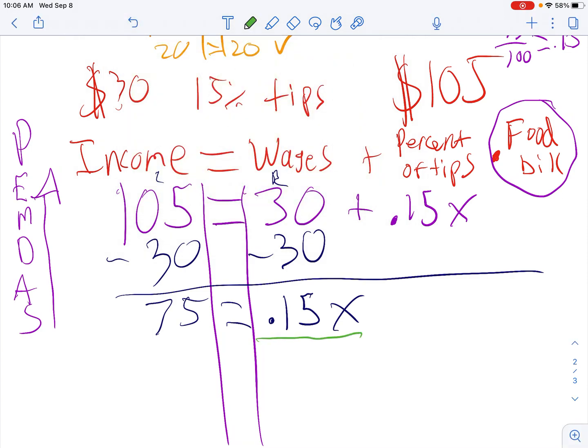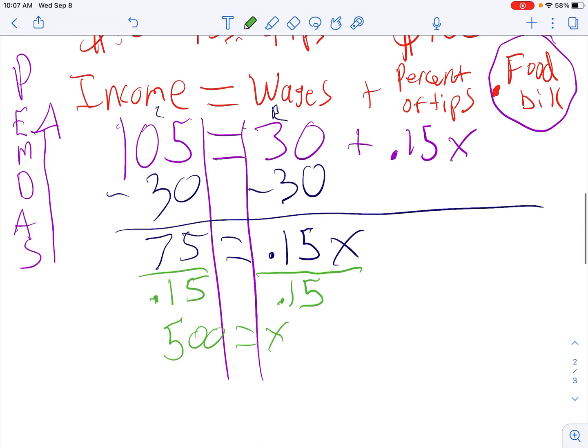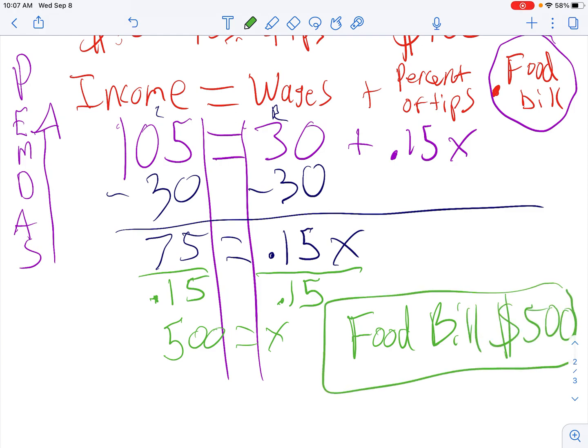So again, what's the opposite of multiplication? How do you undo multiplication? Well, you have to divide. So I'm going to divide both sides by 0.15. And 75 divided by 0.15 is going to be 500. So the total food bill was $500.